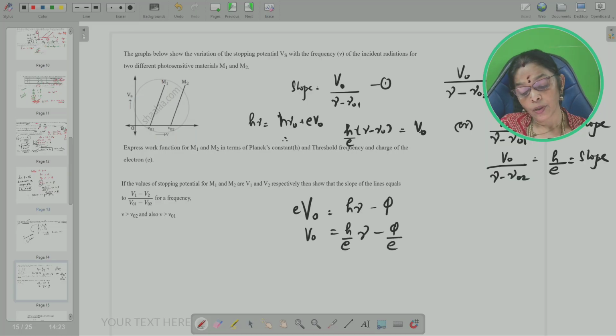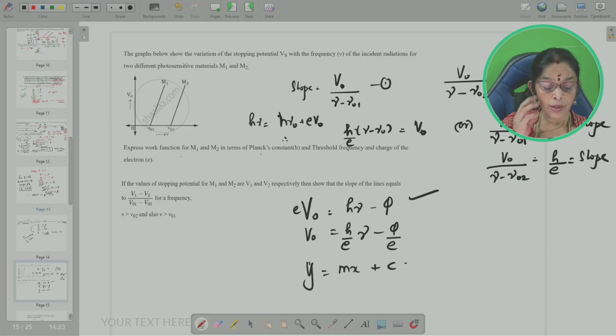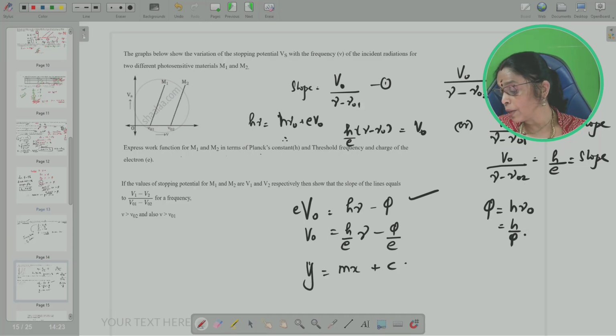Therefore, you have to write the work function in terms of Planck's constant. By using this equation, V naught is equal to y is equal to mx plus c. So work function phi is equal to h nu naught over here. Wherever nu naught is there, I can write it as h by phi. So how do you write it, children, h by phi? Can I just show you that?